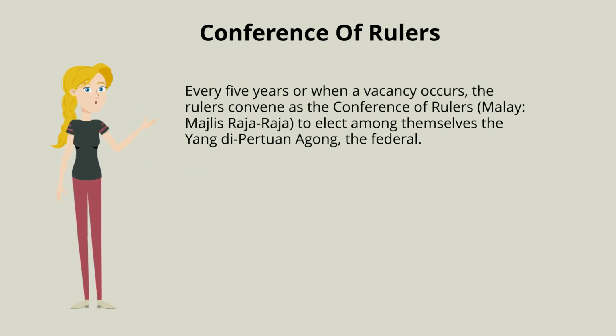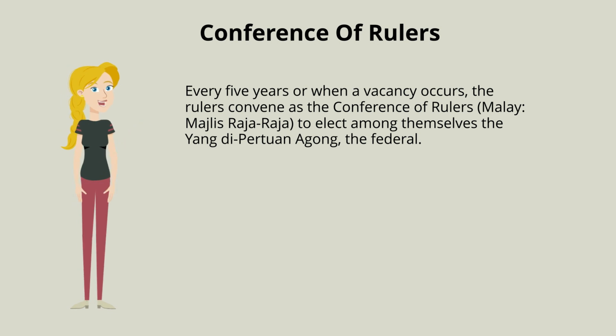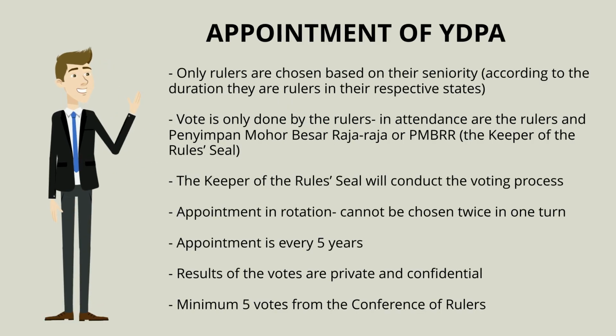Every 5 years or when a vacancy occurs, the rulers convene as the Conference of Rulers to elect among themselves the Yang di-Pertuan Agong, the federal. Appointment of Yang di-Pertuan Agong.